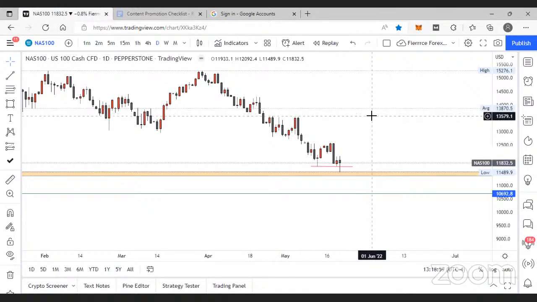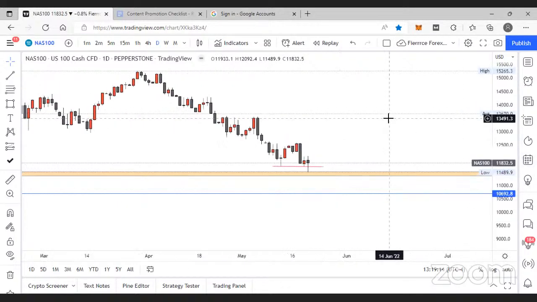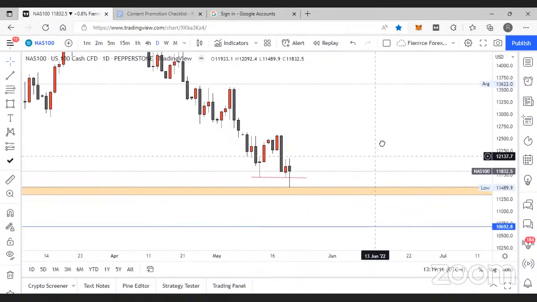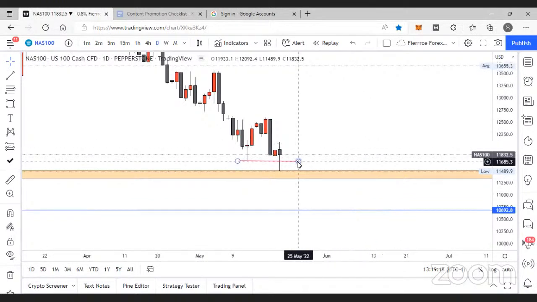Long term, I will want to see NAS, when we start buying, when I see the buy trigger, I probably want to see NAS push all the way to 13,579.1.